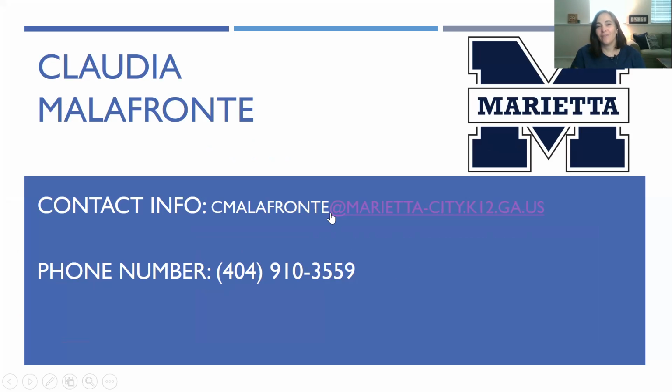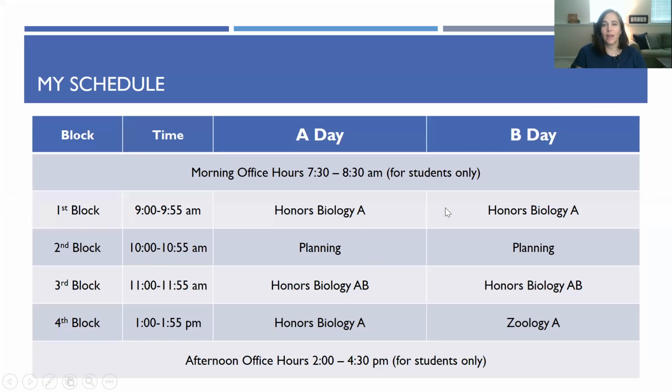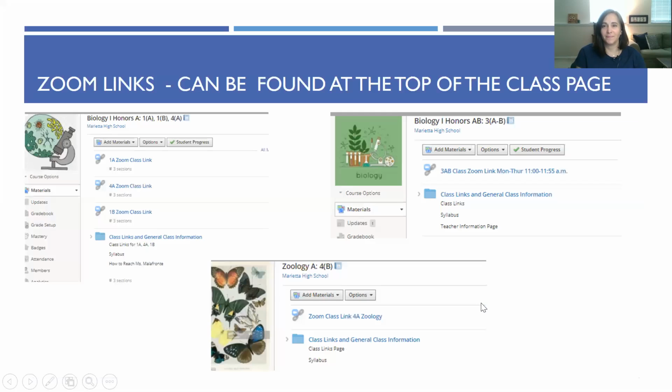So here we just have my regular contact information. You can get this email and my information on Schoology, but also the school website. This is a Google Voice number that I created for myself, so you can call or text on that. My schedule, I have 3 classes of Honors Biology A, one section of Honors Biology AB, which meets every day instead of every other day, and then one class of Zoology A.